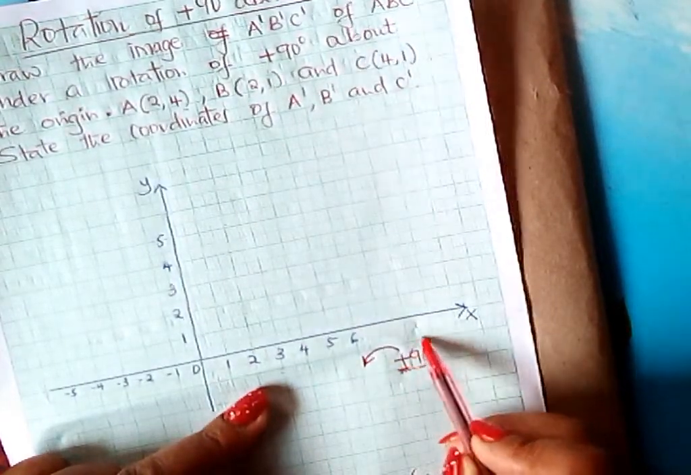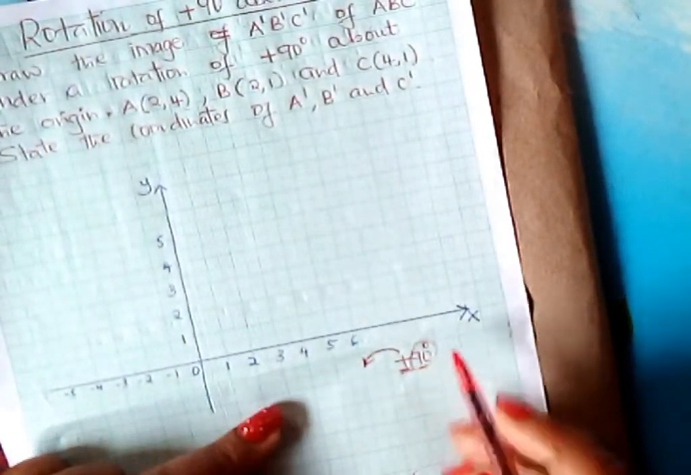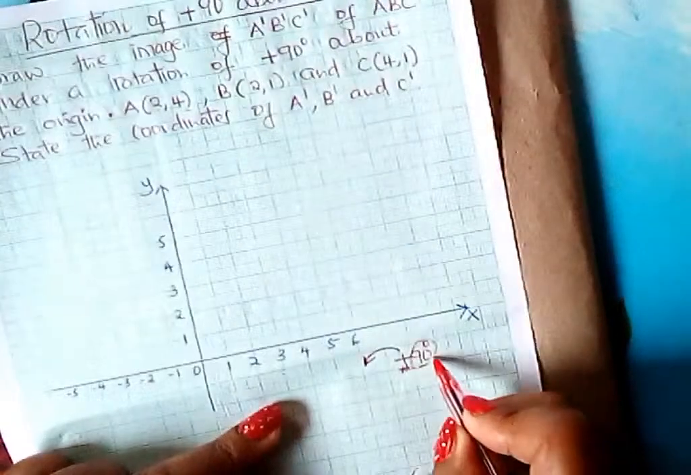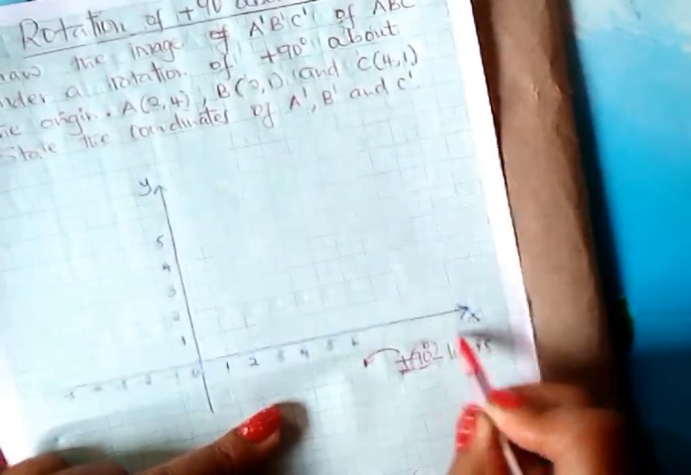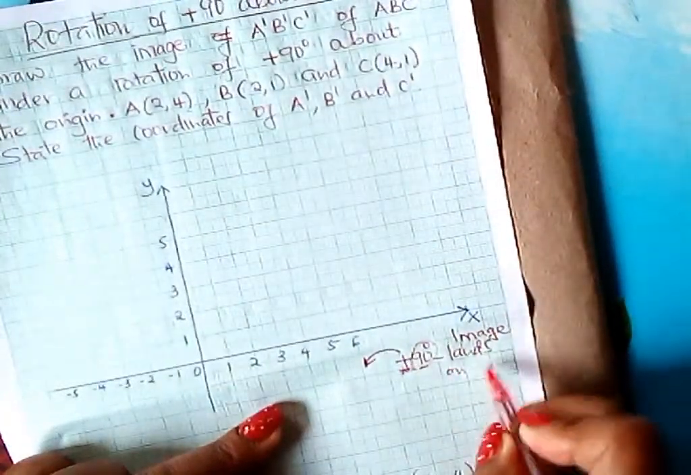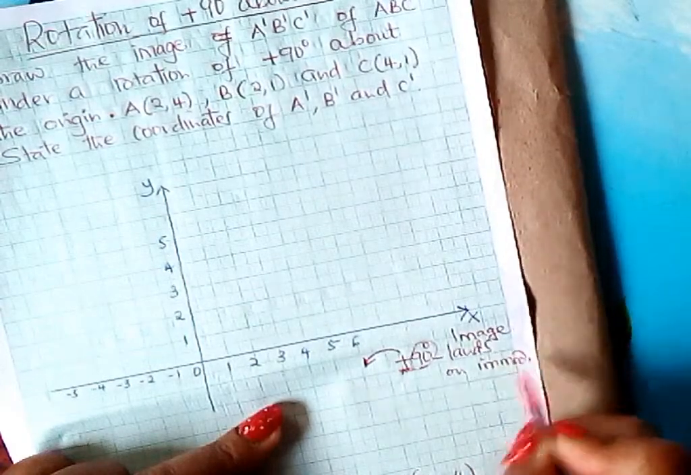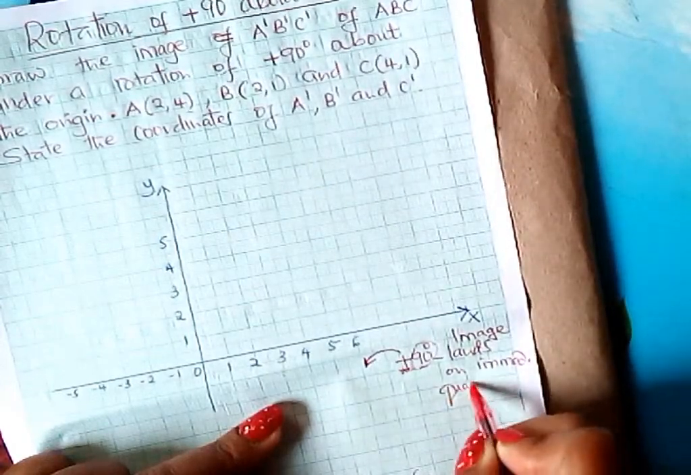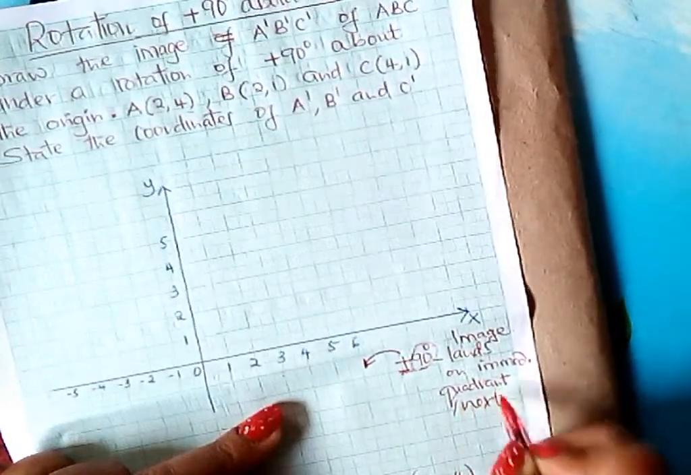when you are rotating using an angle of 90, learner, what you need to know is that the image lands on the immediate quadrant. Let me write it like that. It goes to the immediate quadrant, or the next quadrant.